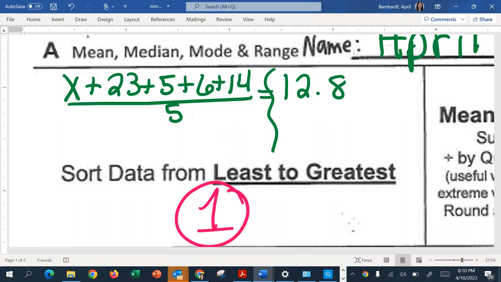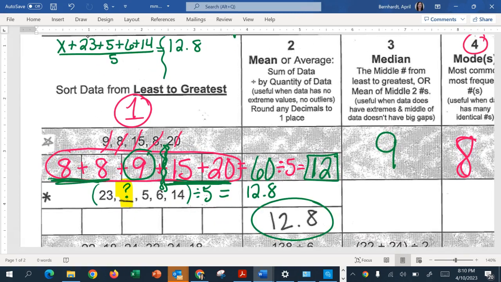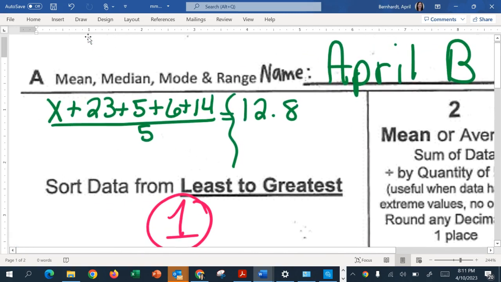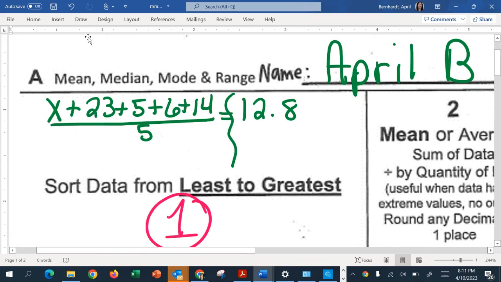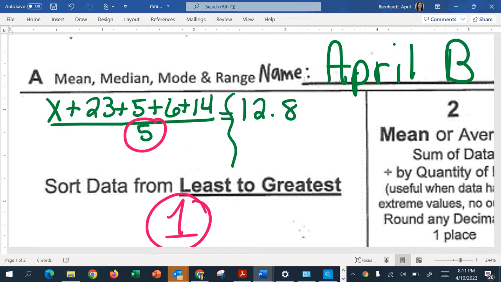I just put it out front; I could have put it anywhere. But again, to find the mean average, you add up all the data set numbers, divide by how many numbers there are, and that equals the mean average, which in this case they gave us: the mean was 12.8. So I'm going to use my algebra skills to isolate that mystery number. We want to get rid of that denominator of divide by 5, so we're going to multiply both sides by 5. Then the 5s cancel out.